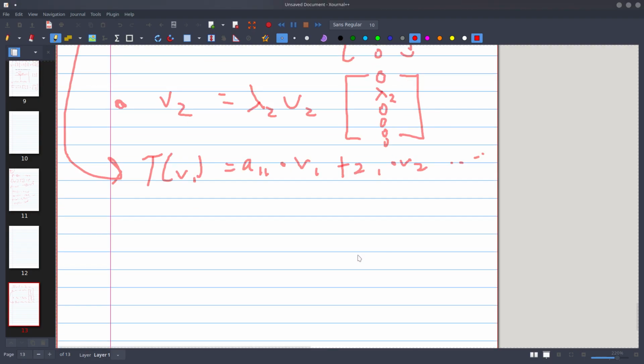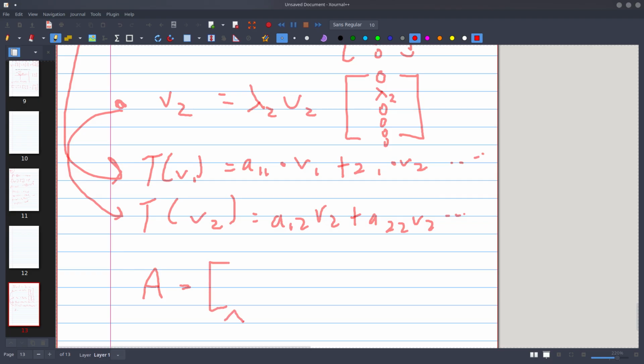So this should be pretty straightforward, I feel like. For this one, it's just a transformation applied to V2. And what are you going to get? You're going to get A12 times V2 plus A22 times V2 all the way up to AN2 times Vn, right? And so you need lambda of the second basis vector and none of the others. And so what is A? A is just lambda. That's the point.